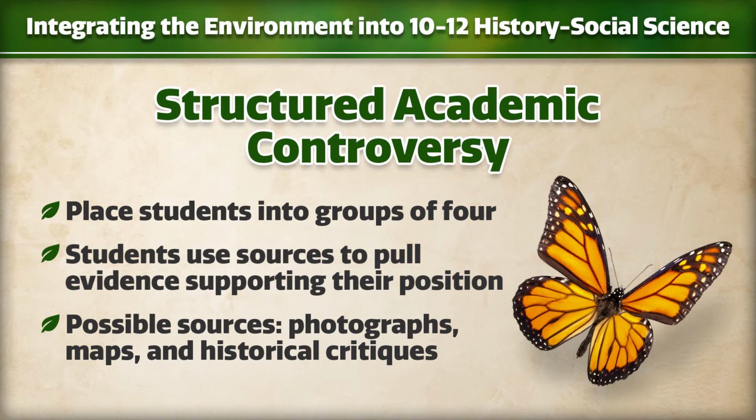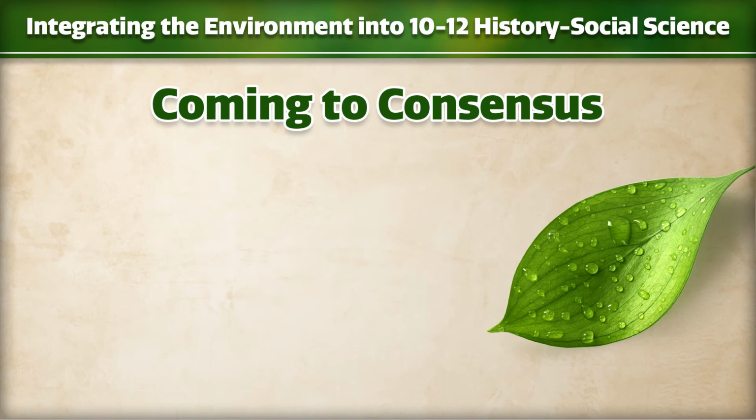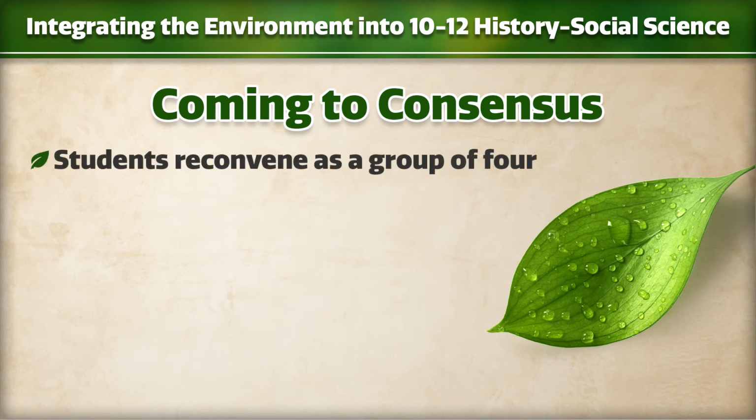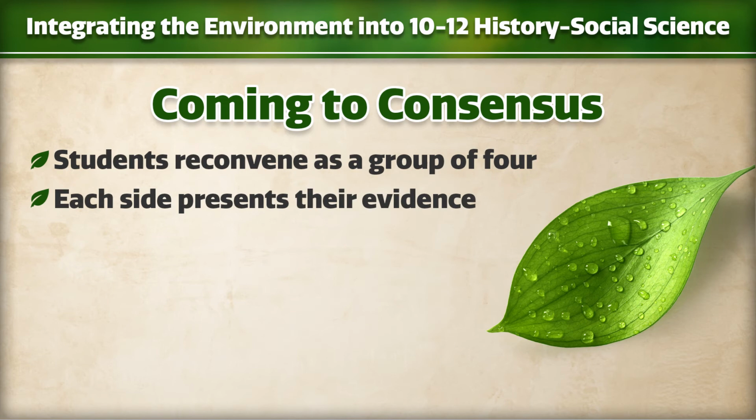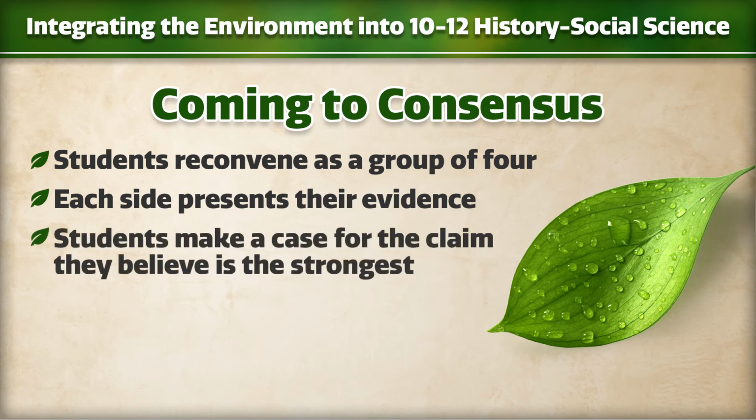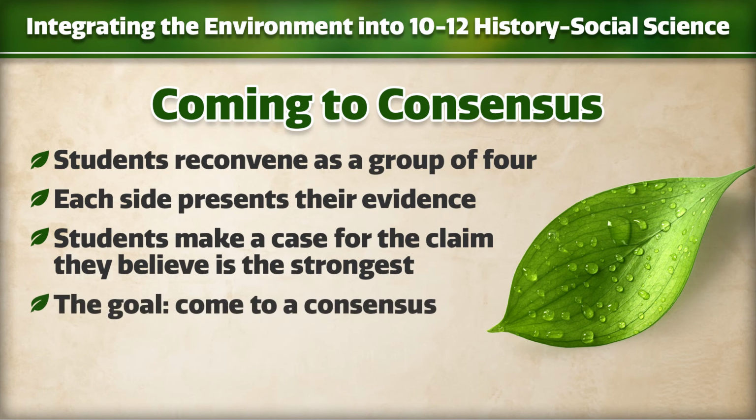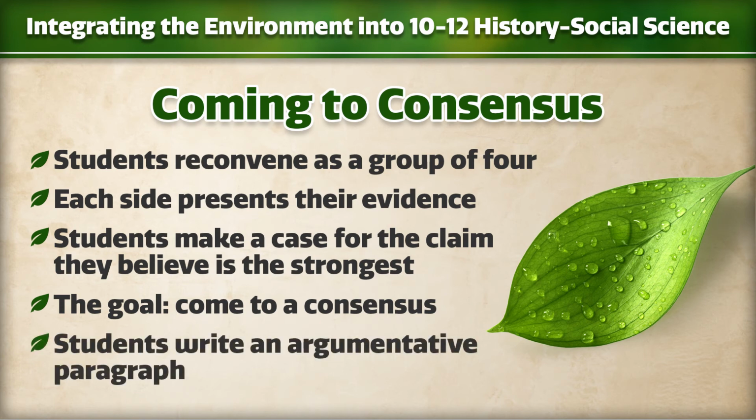Once your students have selected evidence from the sources, they reconvene as a group of 4. Each side presents their evidence. At this point, students simply listen and note the evidence being presented. Only after all evidence has been presented are students allowed to abandon their assigned position and make a case for the claim they believe is the strongest. The goal is not for one side to win the argument, but for the group to come to a consensus. As a final product, have your students write an argumentative paragraph citing evidence from the sources to support their group's consensus response to the compelling question.